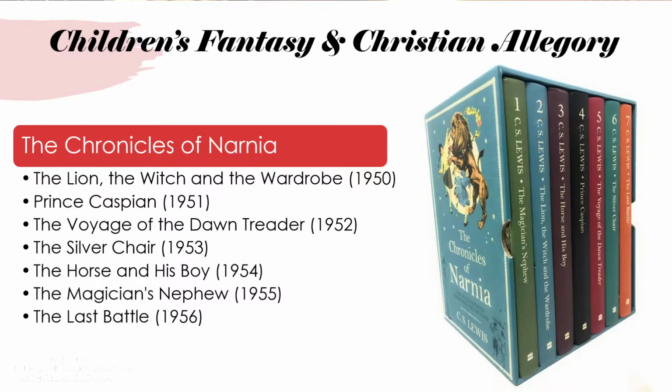Now, if you buy the volume set today, Magician's Nephew is going to be placed first. Last Battle is still the last one because it's released in the order chronologically as far as the world of Narnia goes. Okay, but that was not the original order that the books were published in.